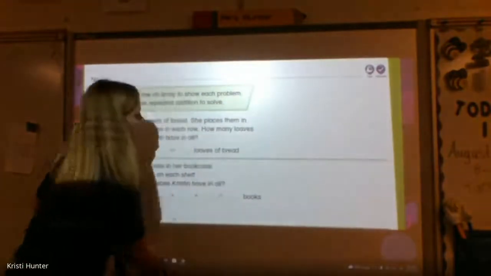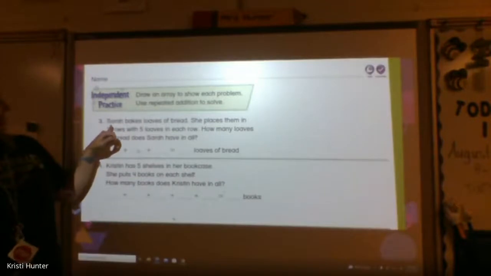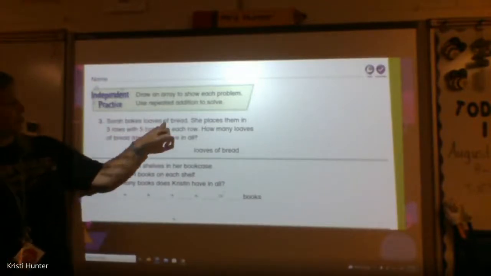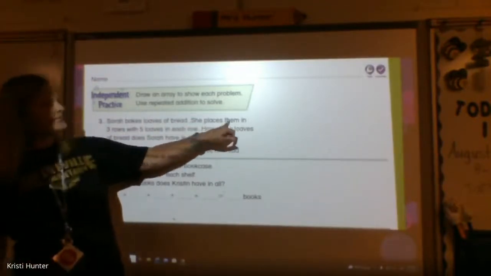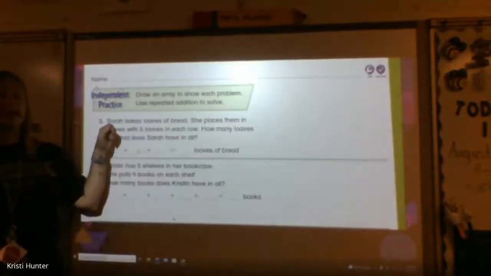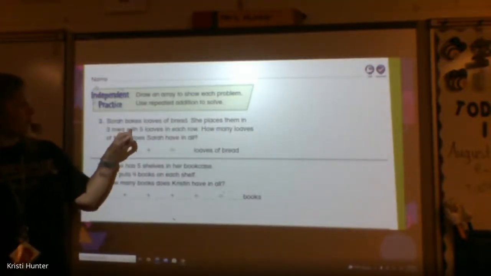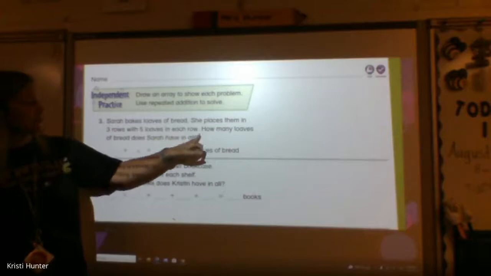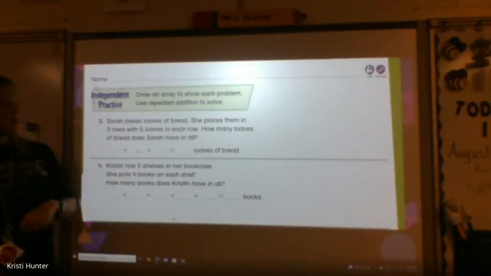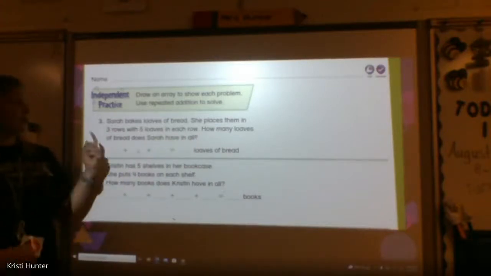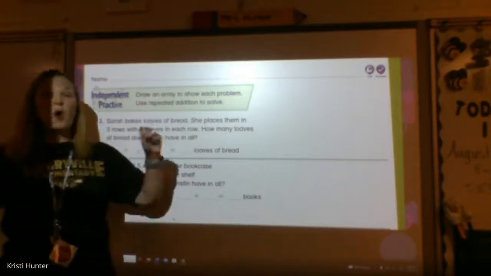Let's look at another problem here. This one says, Sarah bakes loaves of bread. She places them in 3 rows with 5 loaves in each row. How many loaves of bread does Sarah have in all? So this one went to rows.